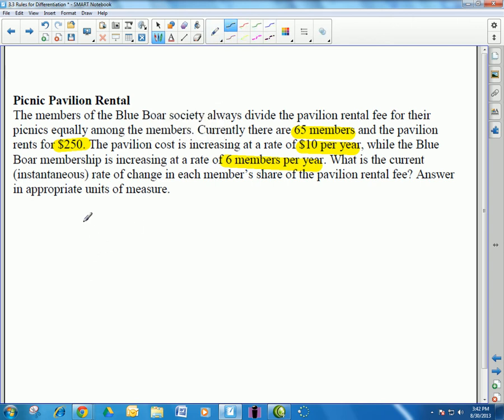So first of all, we'll use M for members. The amount of members currently is 65. And the cost is $250 currently. Now these two values are rates of change. So the $10 per year, that's the rate of change of the cost. So we'll go delta C, the rate of change of the cost, is $10. And then the rate of change of the members, delta M, is 6.